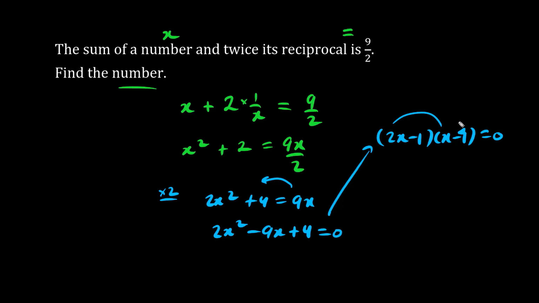We have 2x squared, and we have negative 8x minus 1x is negative 9x, and we have negative times negative is positive. Thus, we have 2x minus 1 equals 0, so x equals 1/2, or x minus 4 equals 0, so x equals 4. So x can be 4 or 1/2.